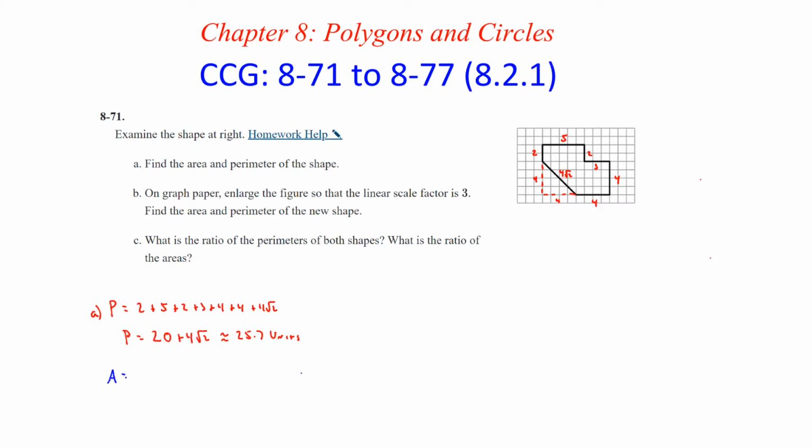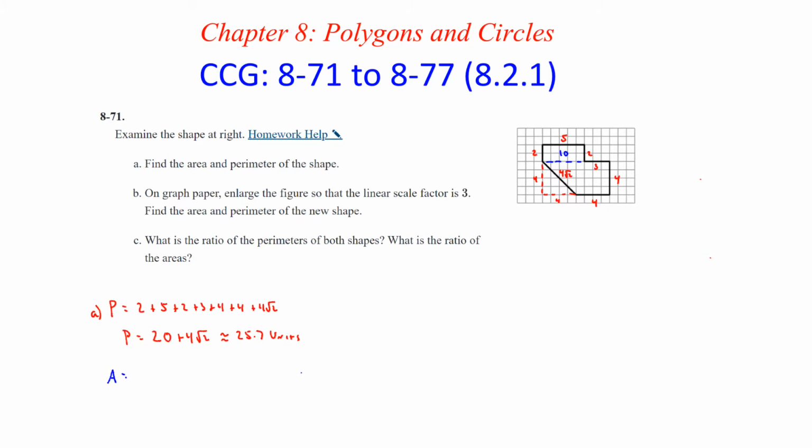We're also looking for the area on this one. So we can break this up into different parts, and I'm sure there are lots of different ways we can look at this. I'm going to create a rectangle and a trapezoid. The rectangle is 5 times 2, which is 10, so that's pretty easy. The trapezoid, I'm going to have to do a little bit of work here. Not much, though. I think we'll be all right.